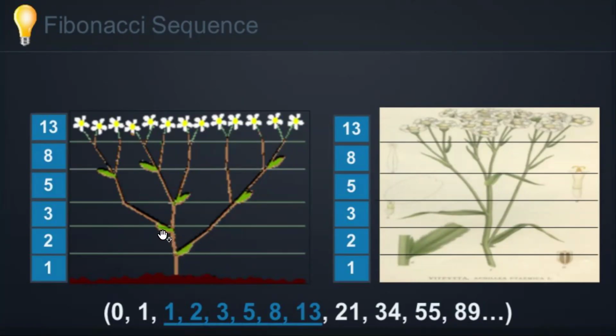Then the next split is 3. The next one is 5. The next one is 8. And then you see the flower is 13. Why is this so effective? Why is it that this 13 is not 12? Okay. So see, there are a lot of examples in Fibonacci.